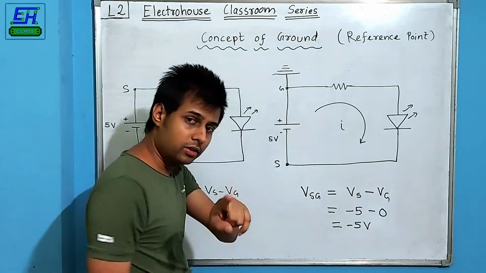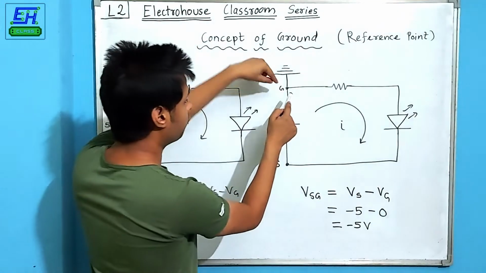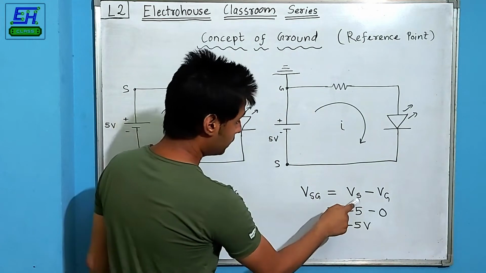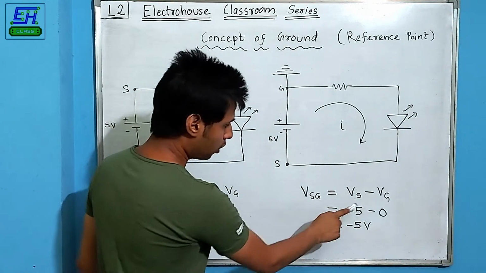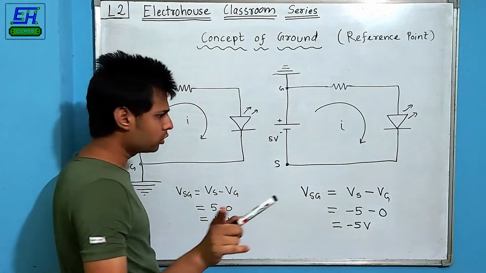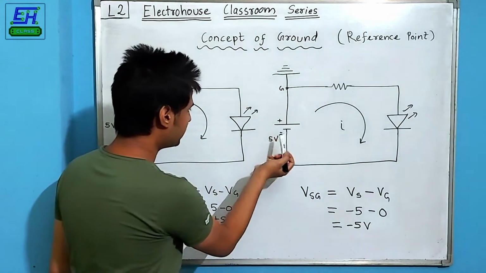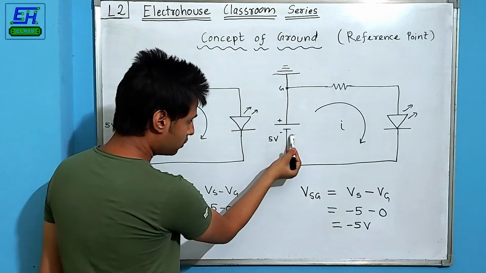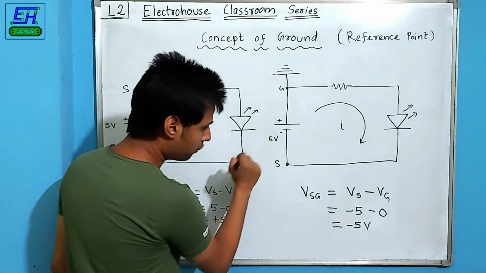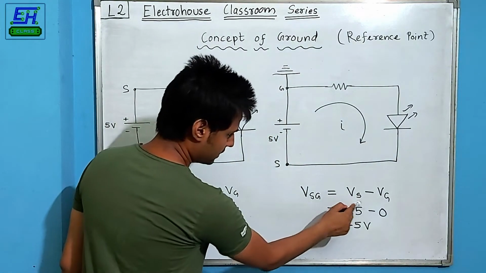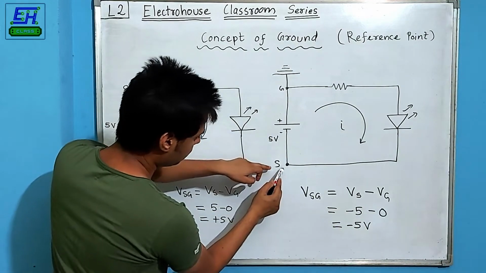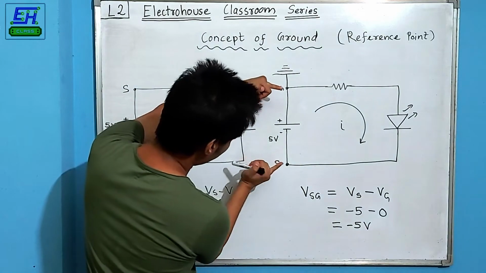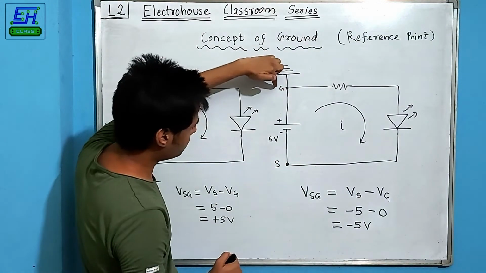So VG is definitely 0. Why? Because the voltage of this point with respect to this point will definitely be 0. And VS, how to find out VS? Now according to the battery manufacturer, the voltage difference between these is 5 volts with respect to the negative terminal. But what we want is VS, the voltage difference between these with respect to these.